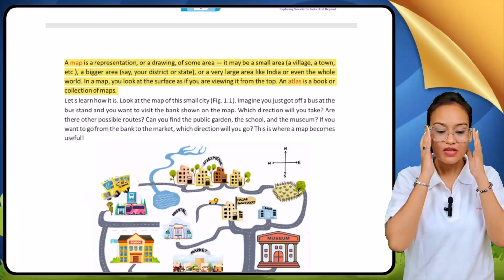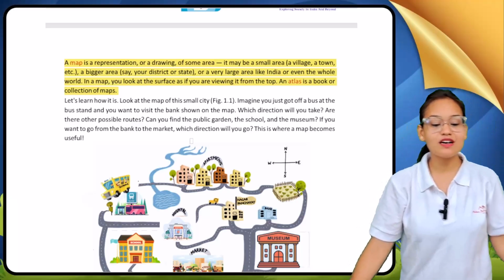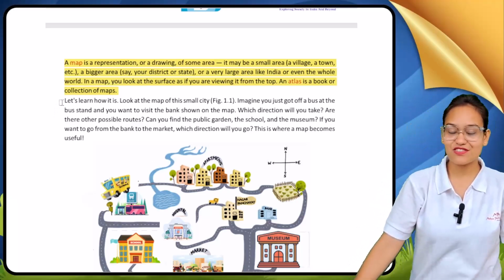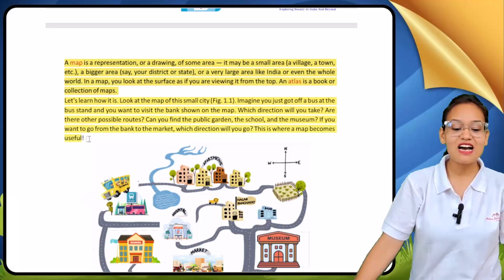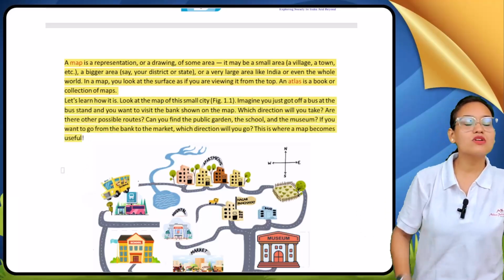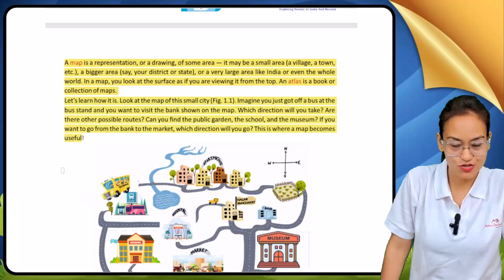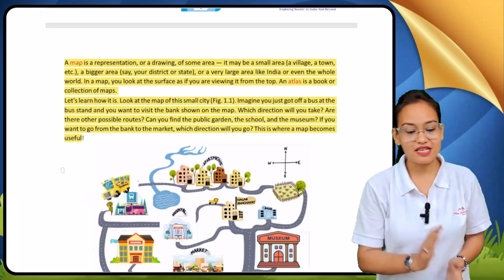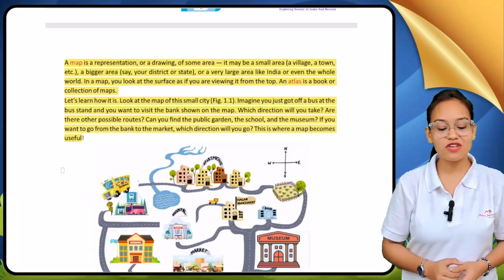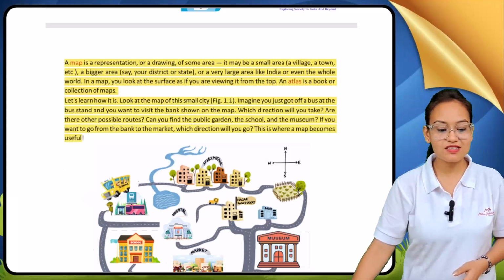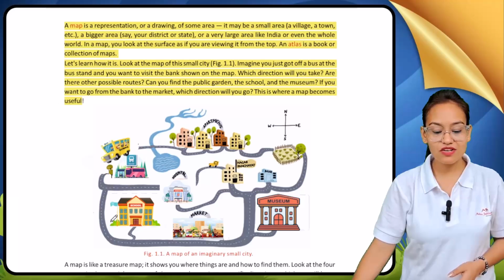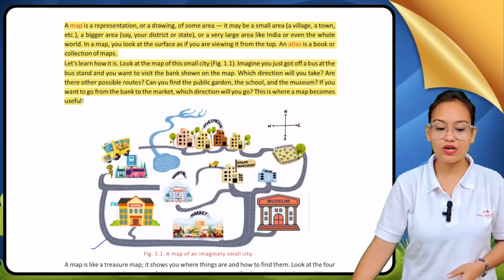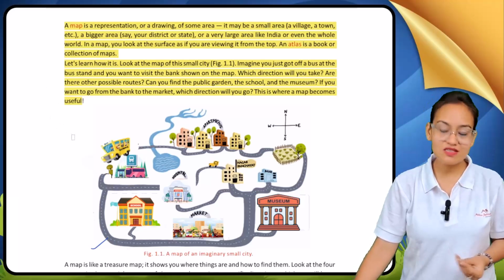Now, my dear students, we are going to see an activity. Let's learn how to use them. The concept of map and atlas is clear to us. Now, in what way can we learn to use them? Look at the map of this small city, figure 1.1. Here one figure is drawn, figure 1.1. So just have a look at this small city.